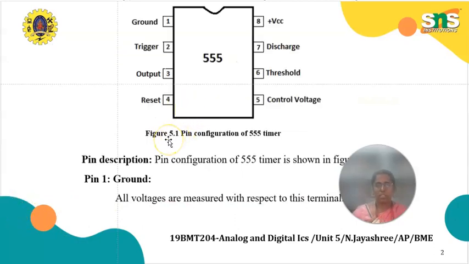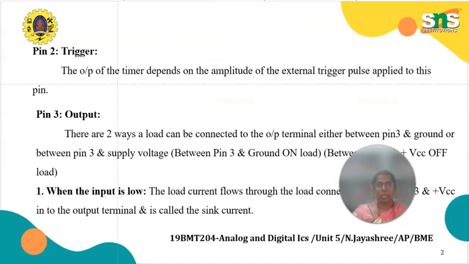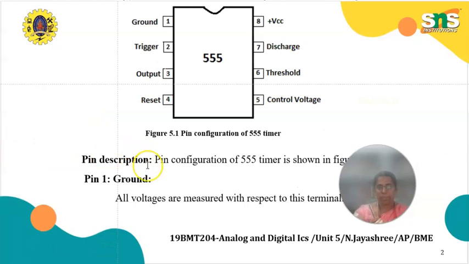Next, this is the pin configuration of the 555 timer. We can number the pins from left to right, 1, 2, 3, 4, and from bottom to top, 5, 6, 7, 8. Pin 1 is ground, pin 2 is trigger, pin 3 is output, and pin 4 is reset. At pin number 5 we can give the control voltage. Pin number 6 is threshold. Pin number 7 is discharge, and pin 8 is VCC. This is the pin definition of each and every pin of this circuit.